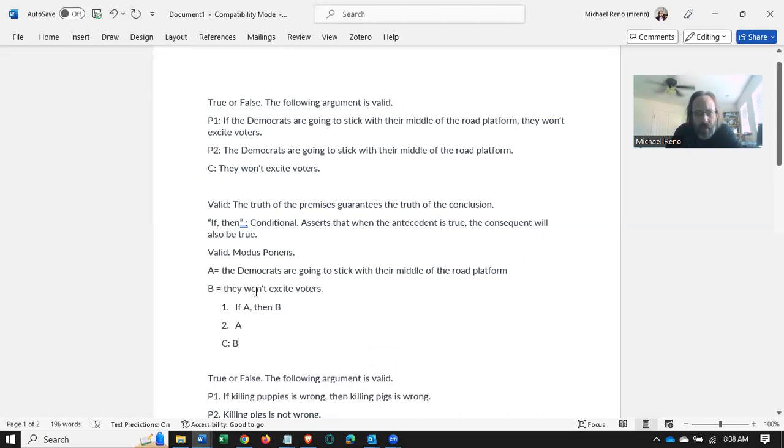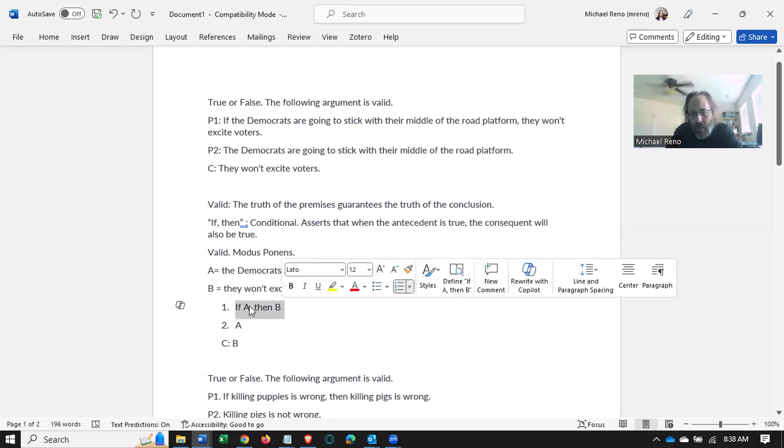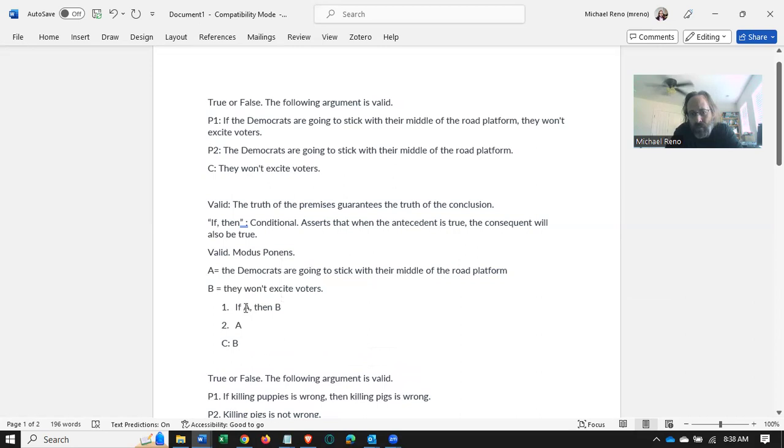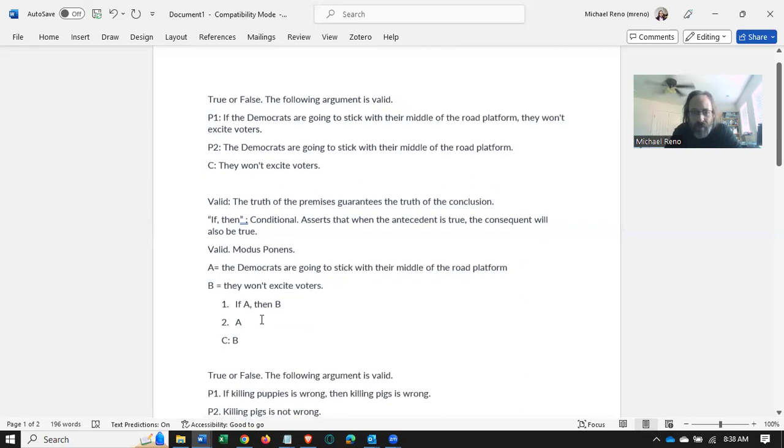is B. So, the key to understanding what's happening in modus ponens is to understand that when we have a conditional like this, it's asserting that every single time that A occurs, B also occurs. And then premise two asserts that A does occur, so then our conclusion B must follow.